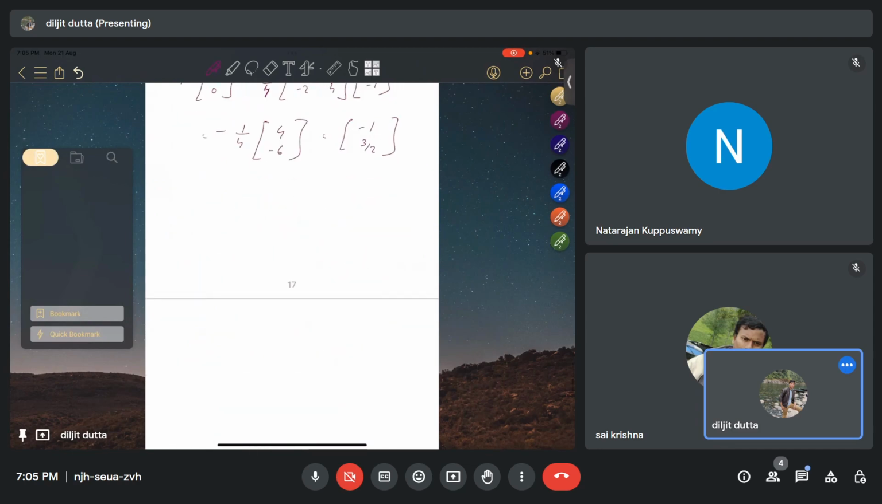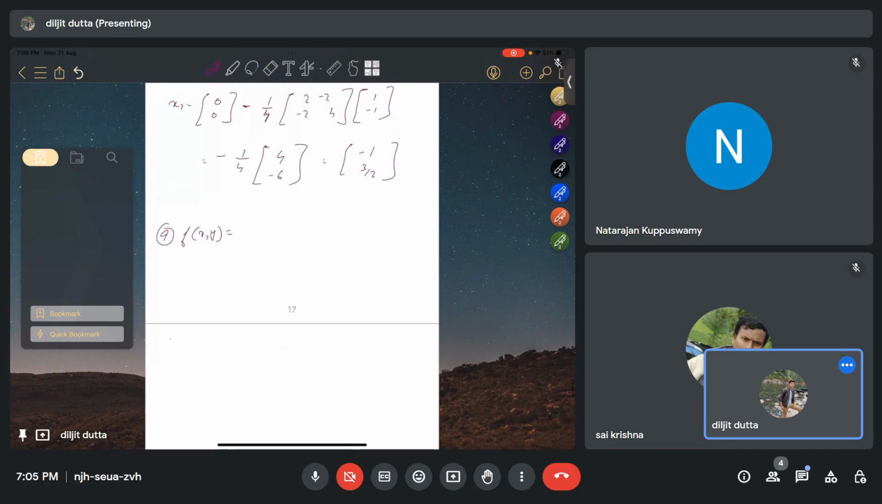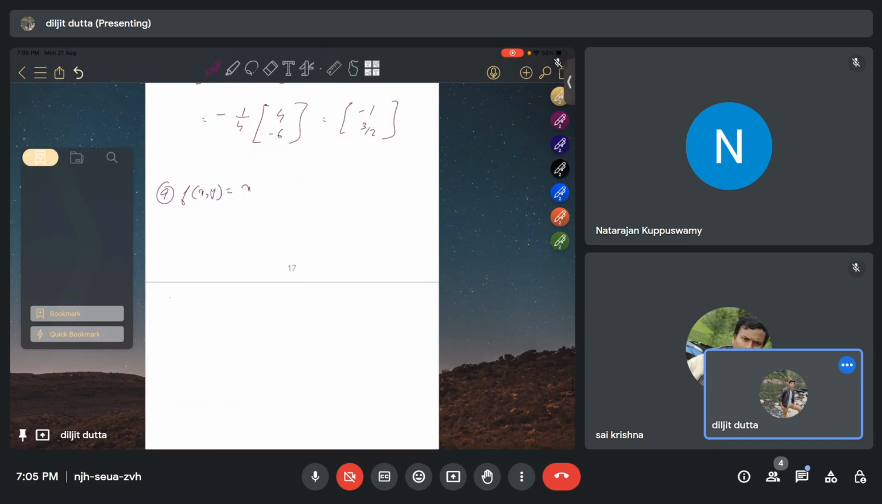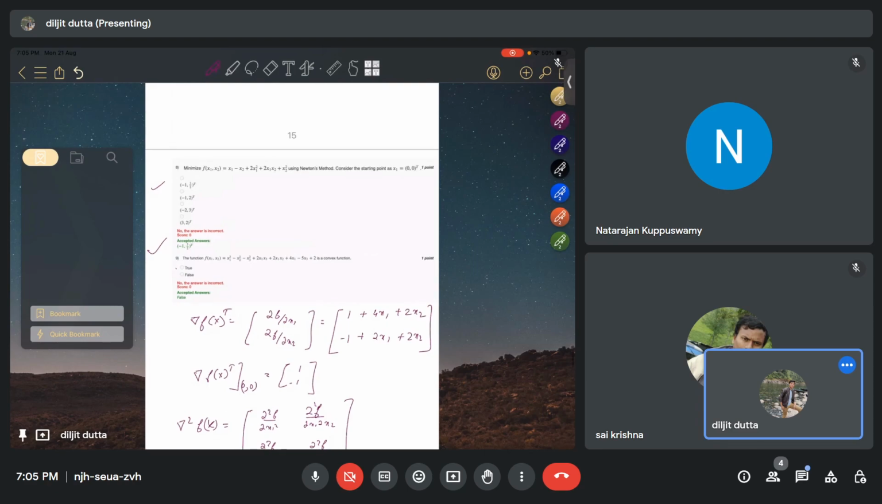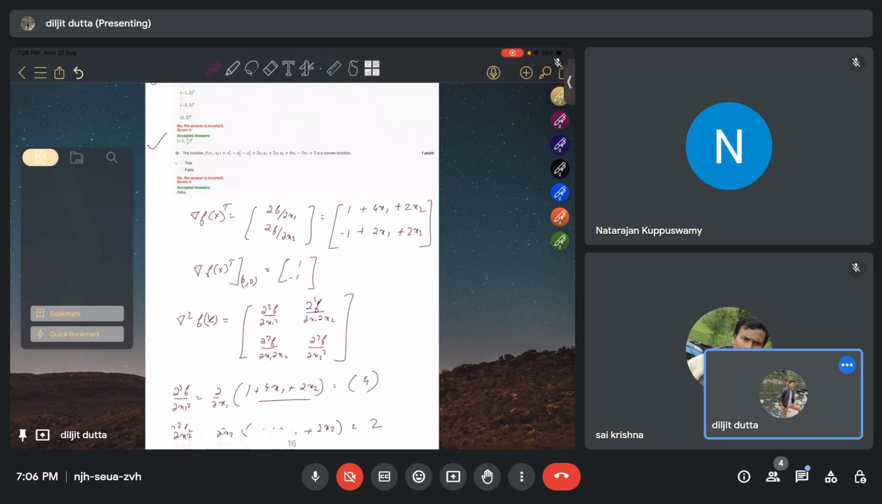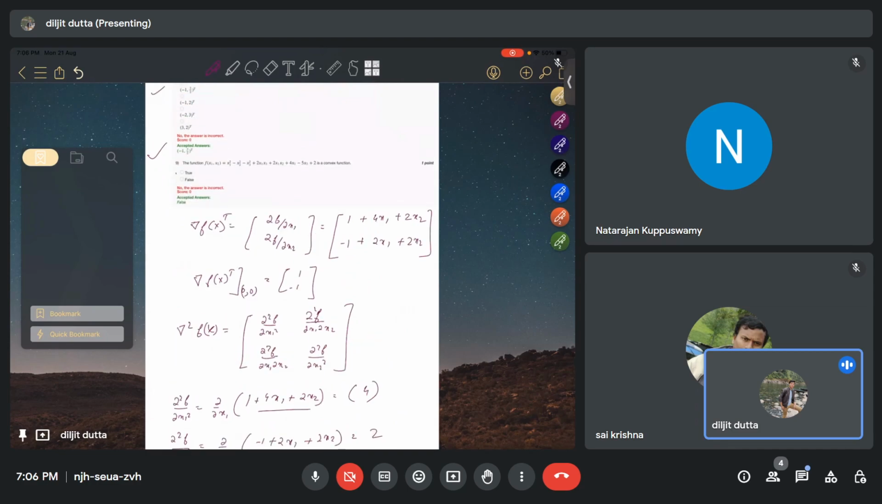Okay, let me just copy the function here. Question number 9. x1 square minus x2 square minus x3 square. Okay, so this is a function of 3 variables. So x1 square, and for 3 variables we will see minus x3 square plus 2x1x3 plus 2x1x2 plus 2 plus 4x1 minus 5x3 plus 2.